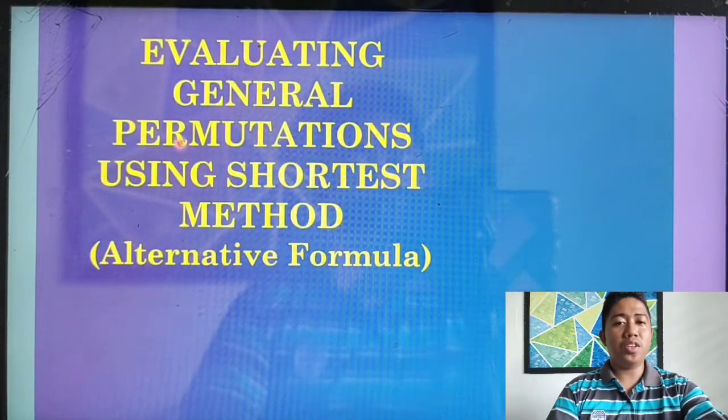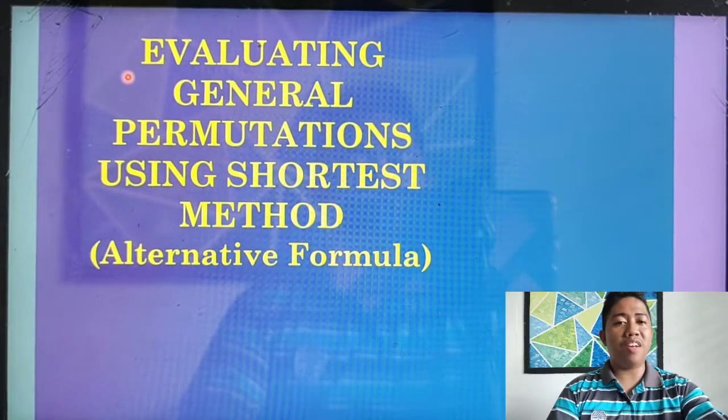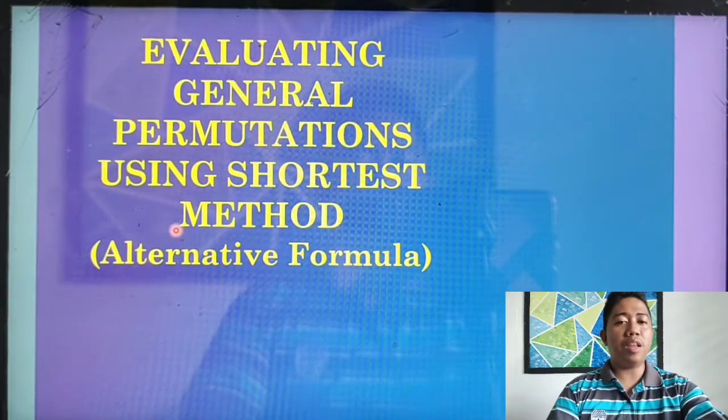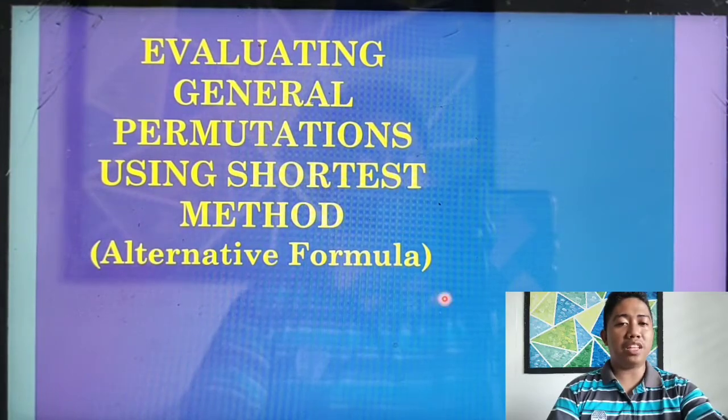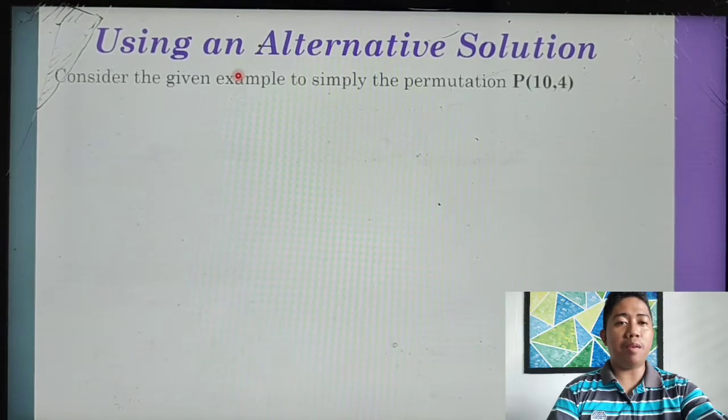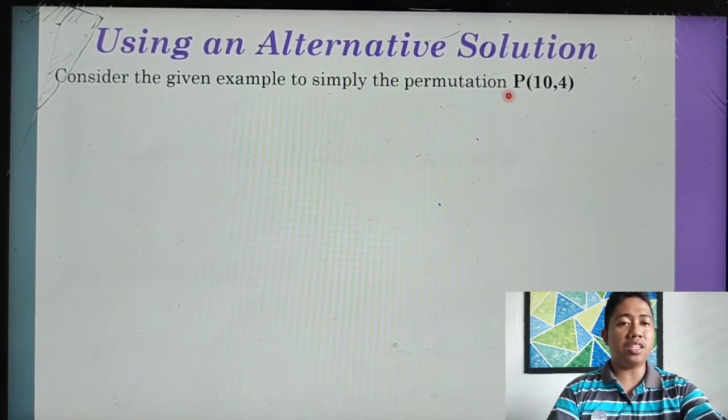So today we will evaluate general permutations using the shortest method, which can be applied using the alternative formula. So let's go back to our given example to simplify the given permutation. It is the same problem: the permutation of 10 taken 4 at a time.